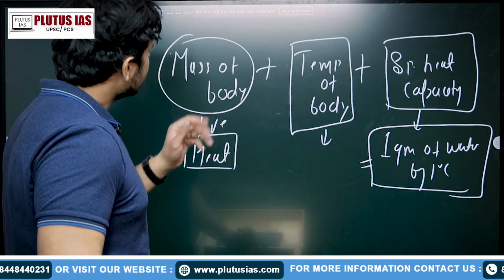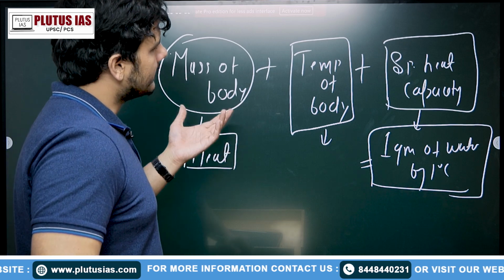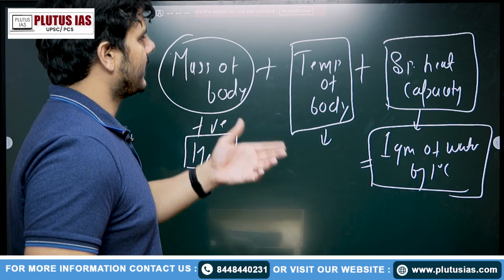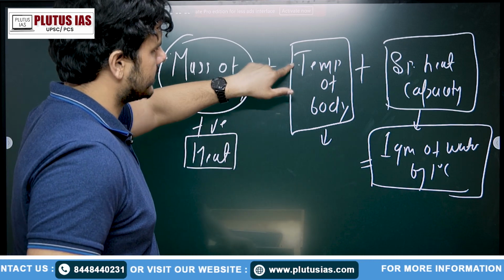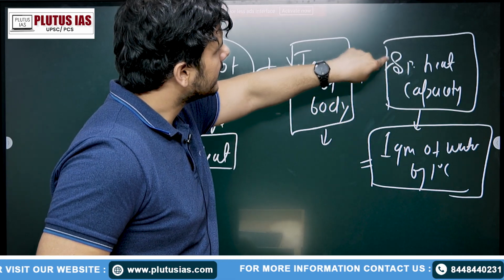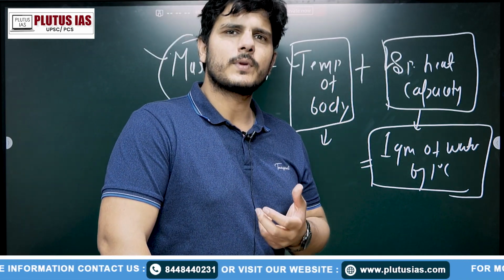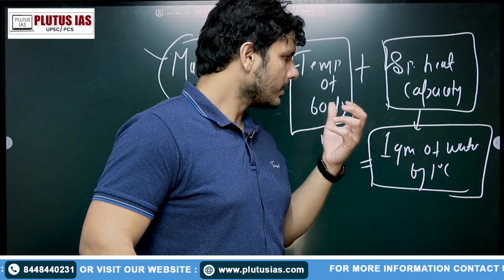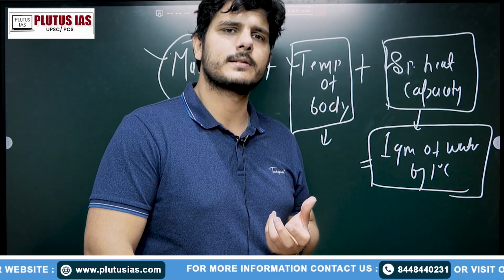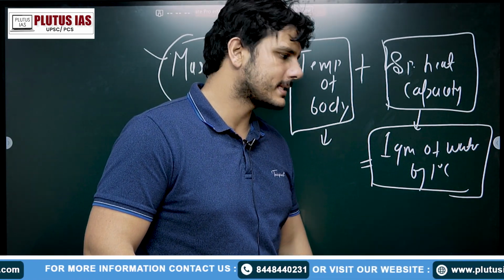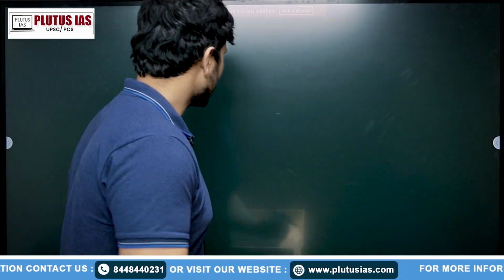So these are the three factors on which the heat energy of a body depends. First one is your mass, second one is the temperature of the body, and third one is your specific heat capacity. So you know that for a body, we will not say that heat energy and temperature are exactly the same. We will see this by one more example.